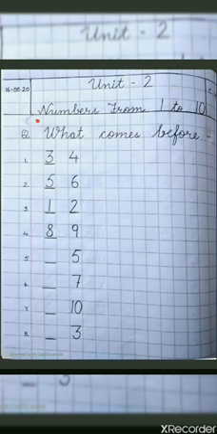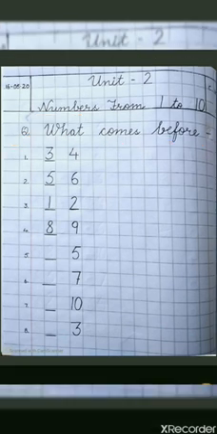After leaving one line, you will write the question, what comes before, and a small dash. The number that comes before the given number that you have to write. Again, leave one line and write number 1. And the first question is, what comes before 4? Which number will come before 4? And the answer is 3. 3 comes before 4.